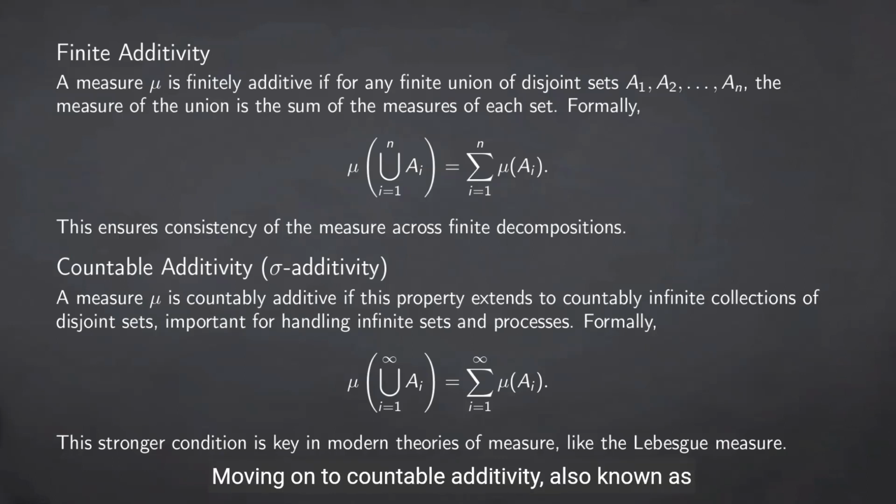Moving on to countable additivity, also known as sigma additivity, a measure mu is countably additive if it extends this additive property to countably infinite collections of disjoint sets. This is crucial for handling infinite sets and processes. Formally, we express this as mu of the union from i equals 1 to infinity of Ai equals the sum from i equals 1 to infinity of mu of Ai. This condition is a pillar in modern theories of measure, particularly evident in the Lebesgue measure.